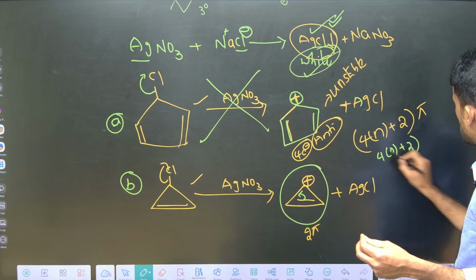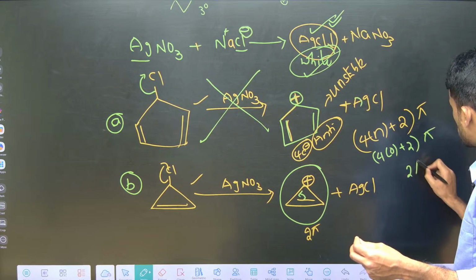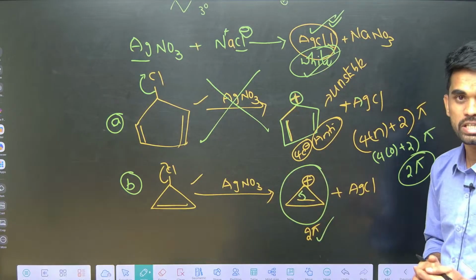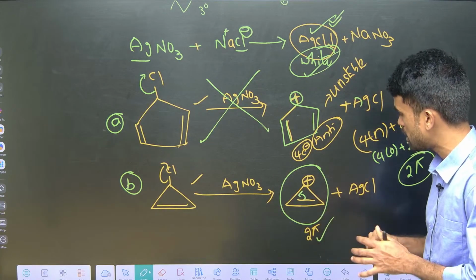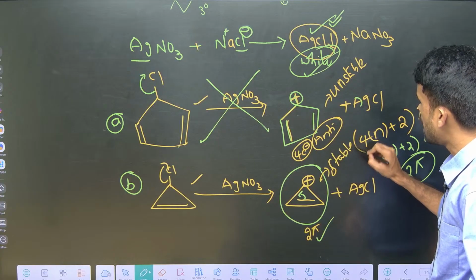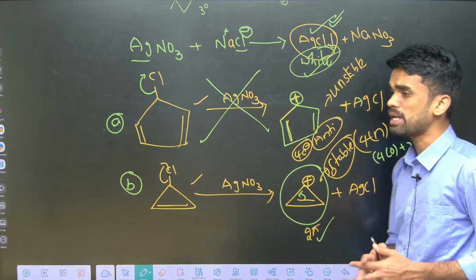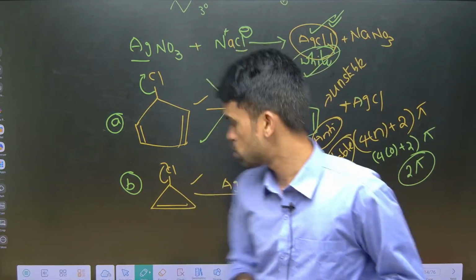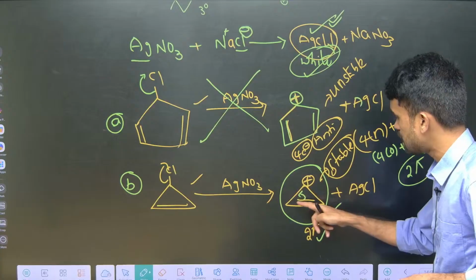Okay, so how many pi electrons do we have? Yes, 2 pi electrons, right? So here 2 pi electrons are there, so I can say this is an aromatic compound. Since it is an aromatic compound, it is highly stable. Aromatic compounds are highly stable because all their pi electrons lie in lower energy bonding molecular orbitals. Due to that reason these are stable, so it can be formed.